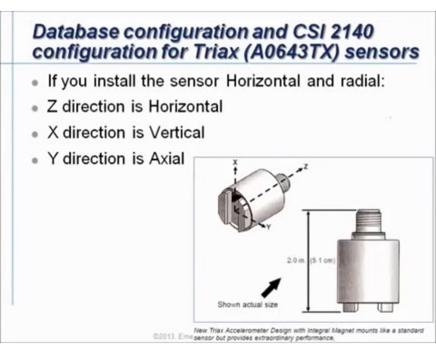If you're using the CSI triax sensor AO643TX, you see an image here of the triax sensor. It has an embedded magnet. The Z direction is our horizontal reading, the X direction is a vertical reading, and the Y direction is an axial reading.